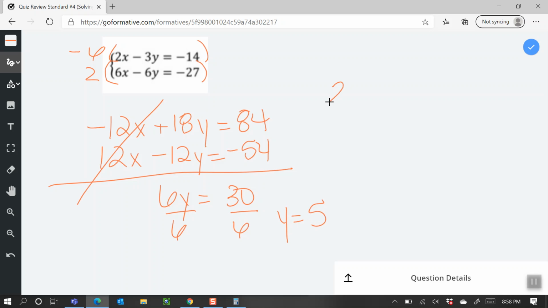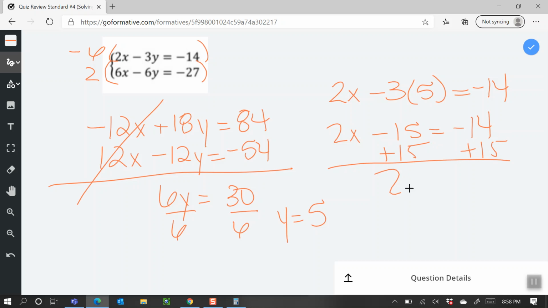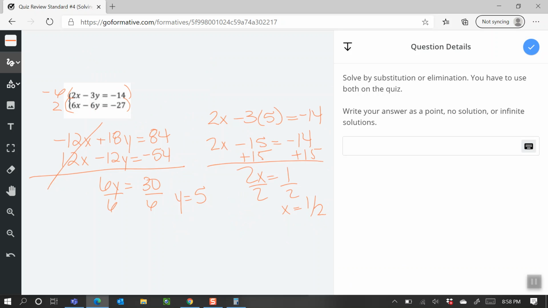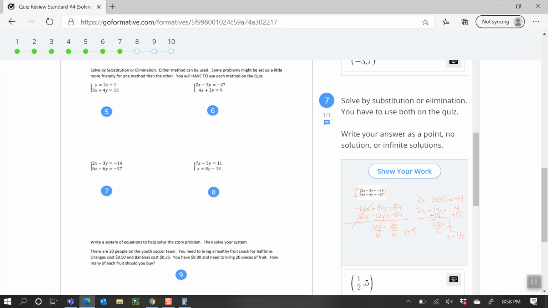Plug it in on the top. 2x minus 3 times 5 equals negative 14. 2x minus 15 equals negative 14. Add 15. 2x equals 1. Divide by 2. X equals 1/2. So your answer is 1/2, comma, 5.